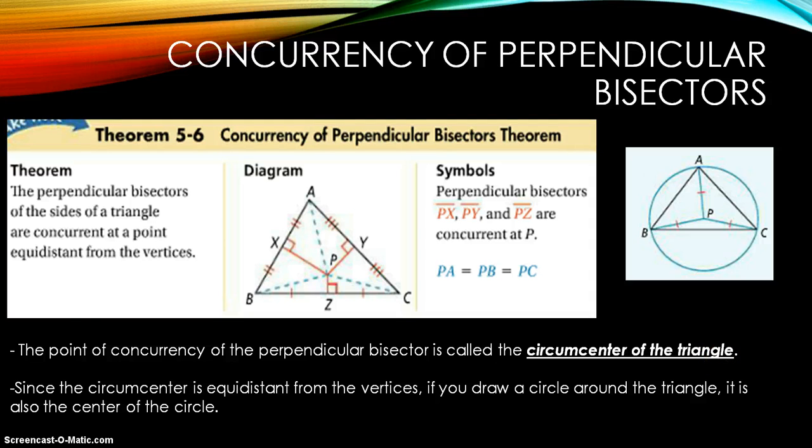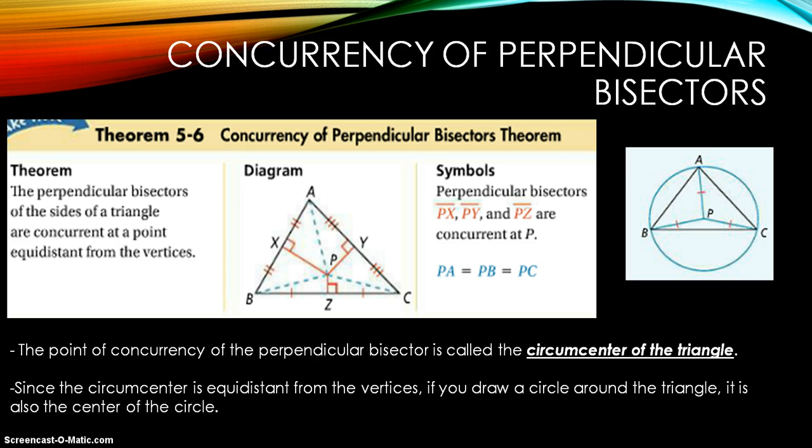If I left that little part out, please make sure you write that at least somewhere underneath that theorem so that you know what the term is called. I believe I did leave that on the notes, and I apologize for that. So please make sure you're writing down the fact that the point of concurrency for perpendicular bisectors is called the circumcenter of the triangle.